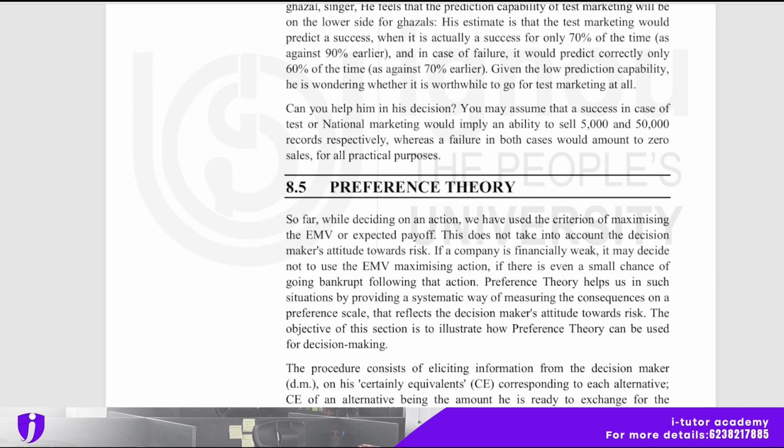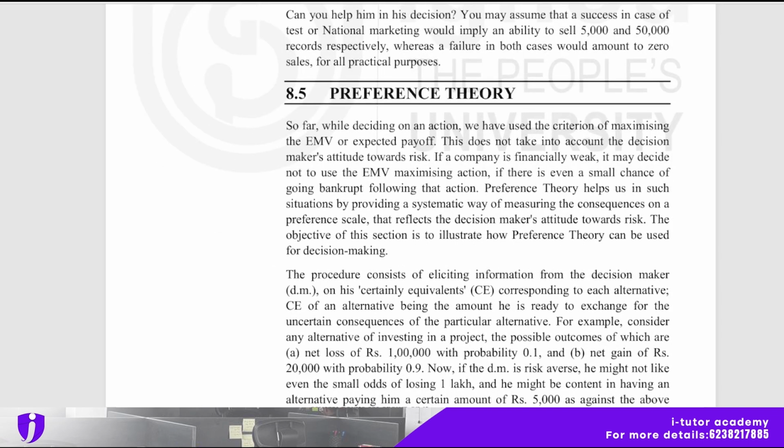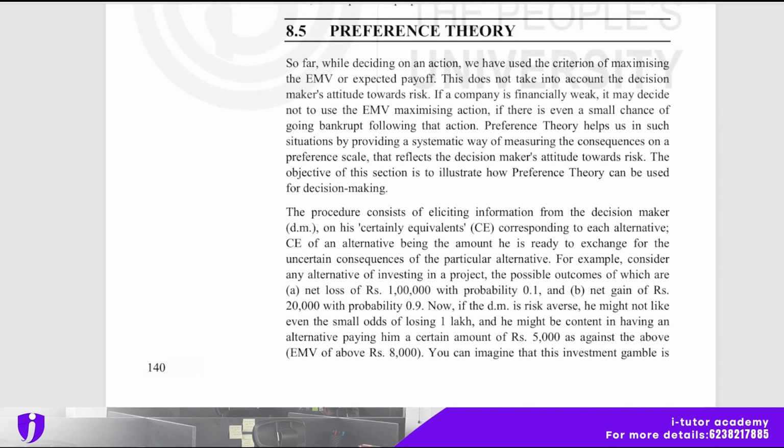The objective of this section is to illustrate how preference theory can be used for decision making. The procedure consists of eliciting information from the decision maker on his certainty equivalence corresponding to each alternative, the CE of an alternative being the amount he is ready to exchange for the uncertain consequences of the particular alternative.